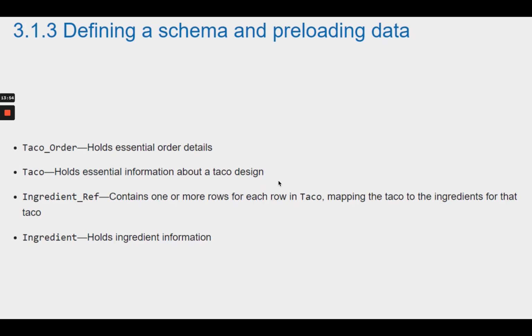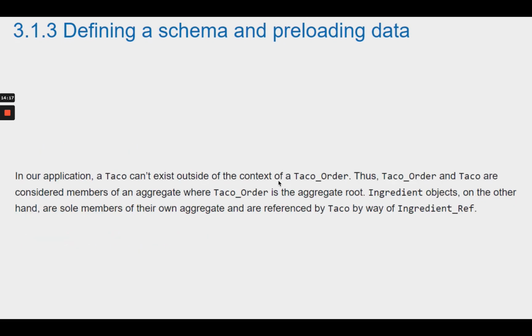Taco_order holds essential order details. Taco holds essential information about a taco design. Ingredient_ref contains one or more rows for each row in taco, mapping the taco to the ingredients for that taco. Ingredient holds ingredient information. In our application, a taco can't exist outside of the context of a taco_order. Thus, taco_order and taco are considered members of an aggregate where taco_order is the aggregate root.